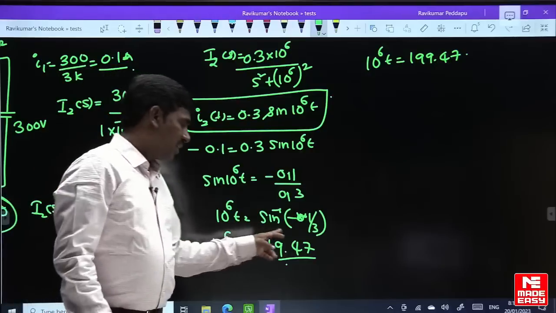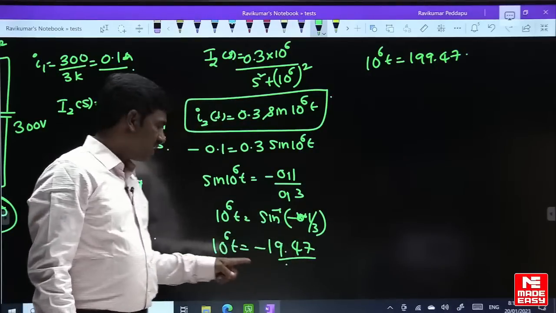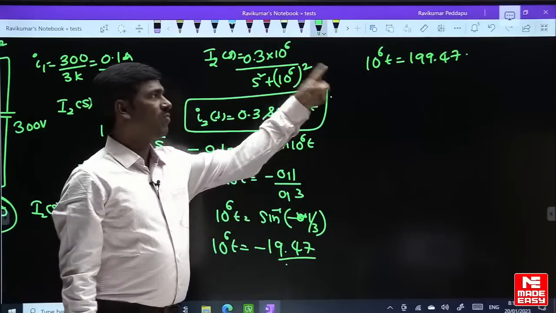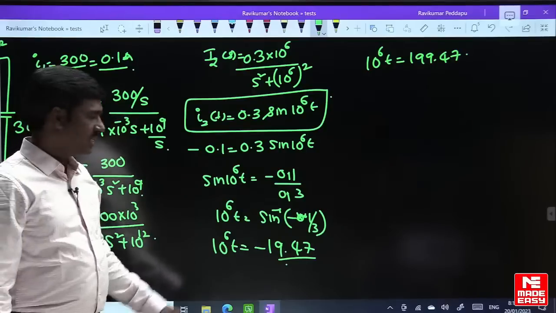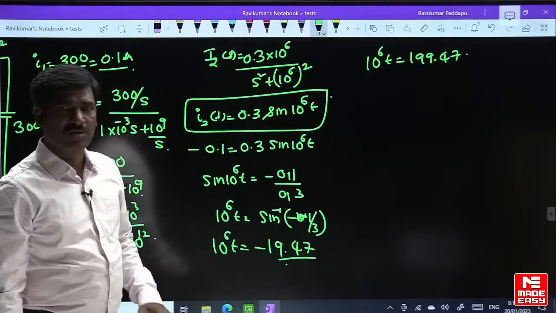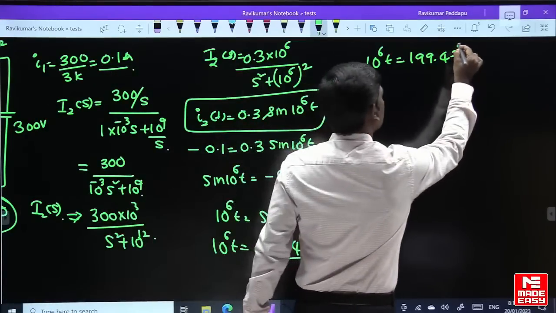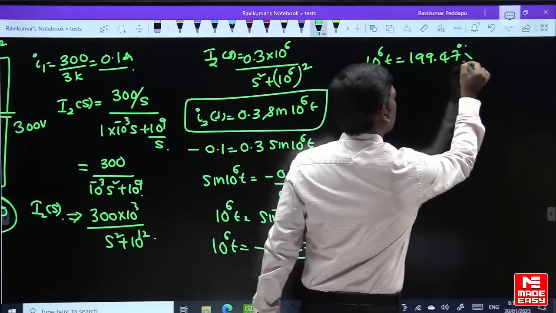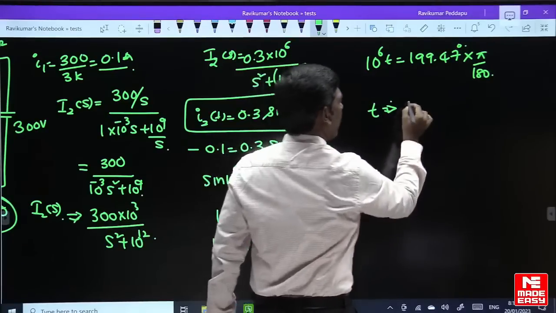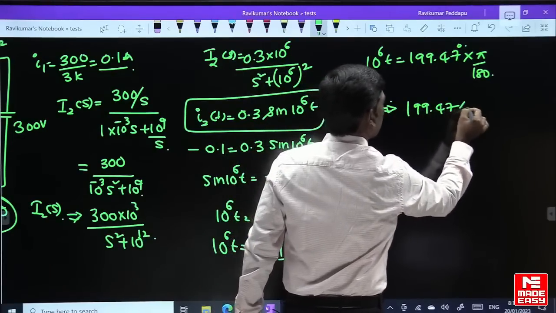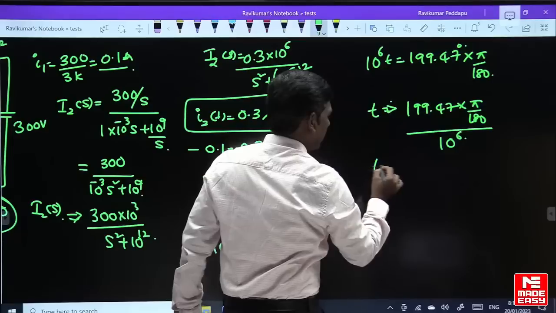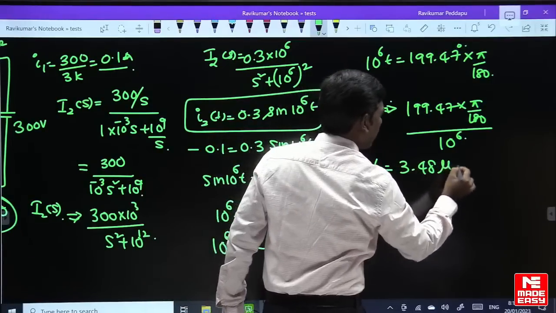Same, just like here, this value must be positive. Why? Because t must be positive. So sine inverse of minus 1 by 3 is also equal to 199.47. Just check it in your calculator. Sine of minus 19.47 and sine of 199.47 are both the same. This is in degrees, so it must be converted to radians by multiplying by pi by 180. So t becomes 199.47 into pi by 180 by 10 to the power of 6. So you will get t equal to 3.48 microseconds.